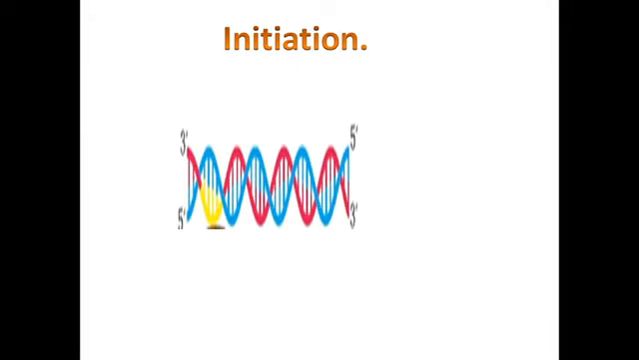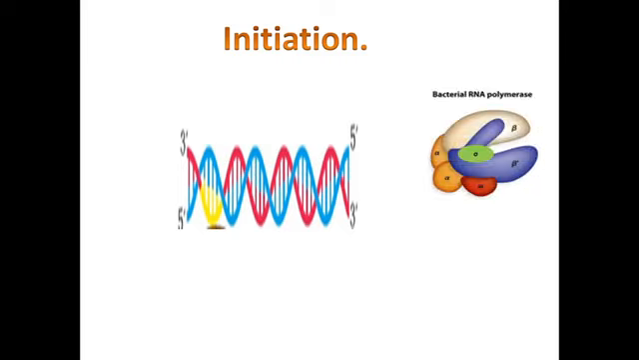Now, firstly, coming to initiation. Remember that the important thing in this transcription is that we require a DNA molecule from which the message is to be transferred to the RNA. And also remember, as we have talked about in the basics of transcription, that the polymerase which catalyzes the formation of this polyribonucleotide of RNA is the bacterial RNA polymerase, which is multi-subunit.